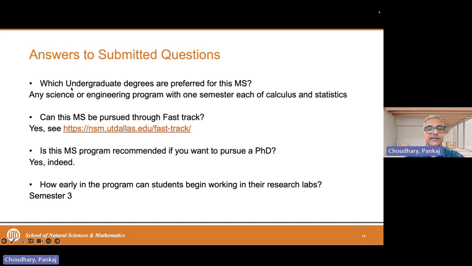So the first question is, which undergraduate degrees are preferred for this master's? As I said earlier, as long as you have a degree in a science or engineering discipline, and you have taken one semester of calculus and one semester of statistics, you meet the basic prerequisites for the program.